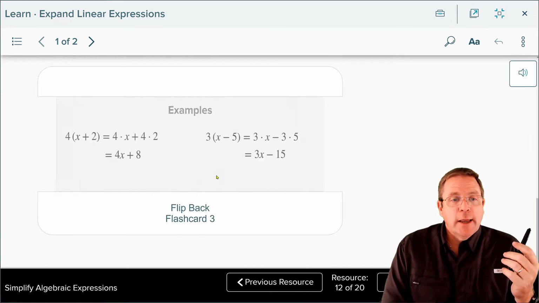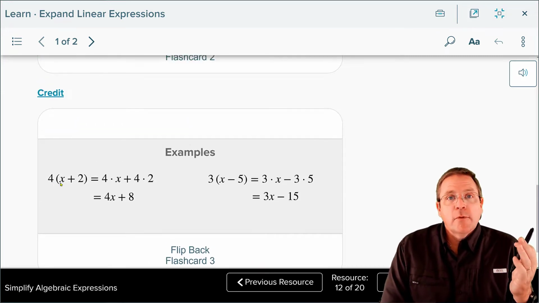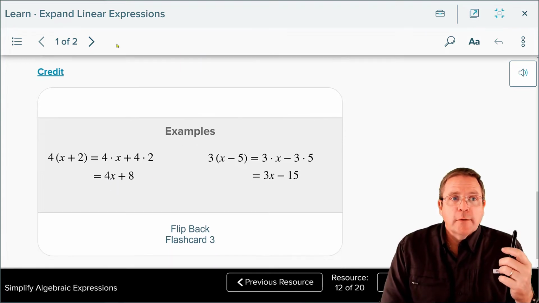And then when you're actually having it with numbers, 4 times the sum of x and 2, that's the same thing as 4 times x plus 4 times 2, which gives you 4x plus 8, and the same thing works in subtraction.